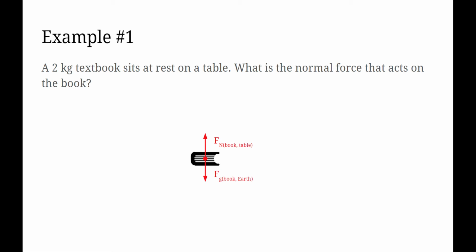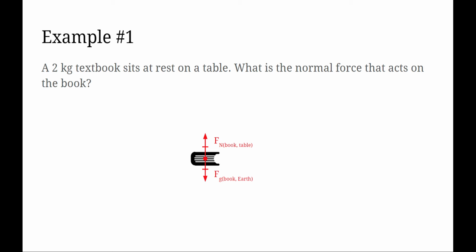There's just the force of gravity going down and a normal force from the table acting on the book going up. Since it's sitting at rest, those two forces are going to be balanced. They would only be unbalanced if it were accelerating. It's not, it's at rest, so those two forces are equal.